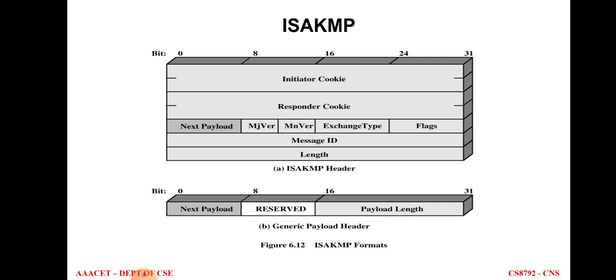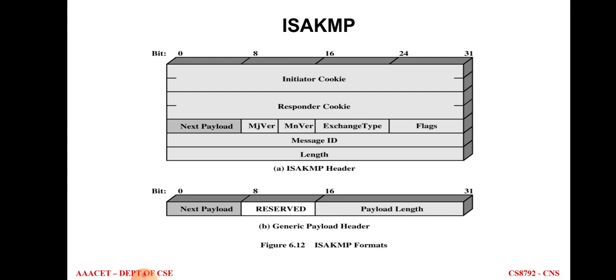The next one is MJ version, that is the major version. The second one is MN version, that is the minor version. The major and minor versions have 4 bits each. The major version indicates the major version in use, and the minor version indicates the minor version in use. The next one is exchange type. It has a length of 8 bits and indicates the type of exchange. We will discuss later what the exchange type is.